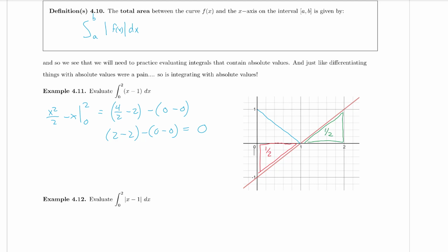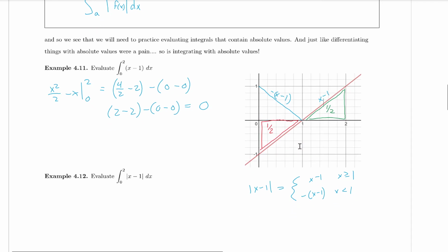But to calculate that using the integral, we have to think about something a little bit different. What we need to do is recall that the absolute value of x minus 1 is equal to a piecewise function: x minus 1 where x is greater than or equal to 1, and negative (x minus 1) where x is less than 1. Another way to think about this is that we took this function right here, negative (x minus 1), and we glued it to positive x minus 1 right at that x equals 1 value.